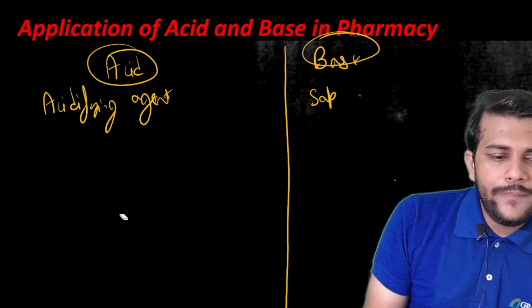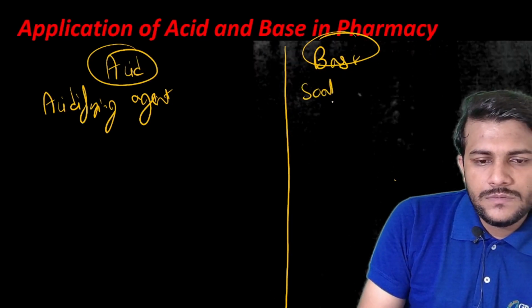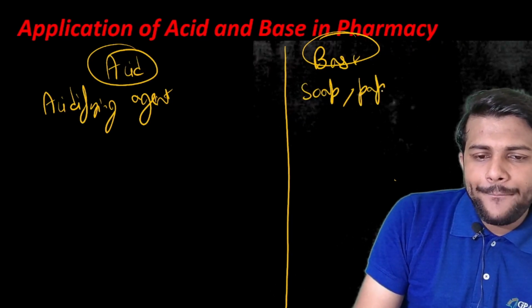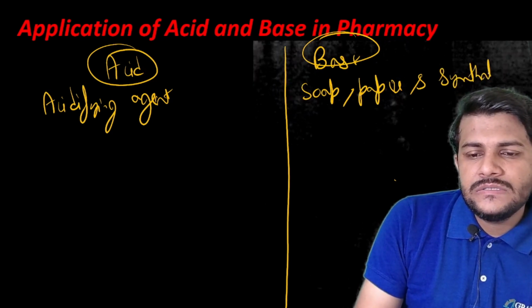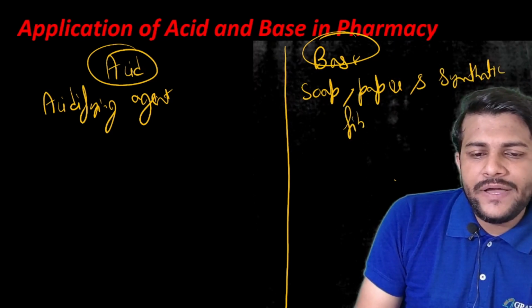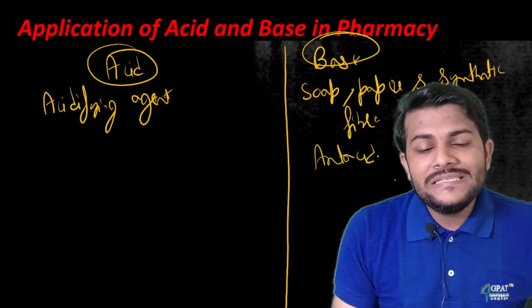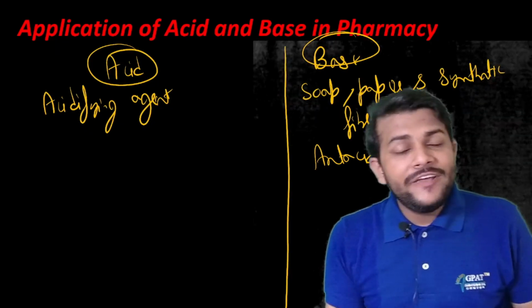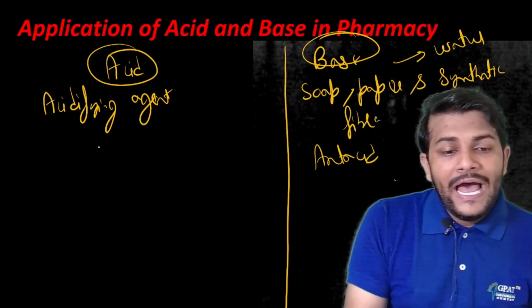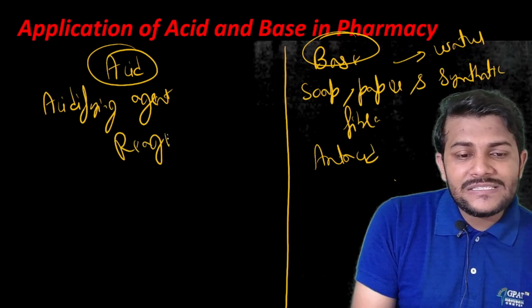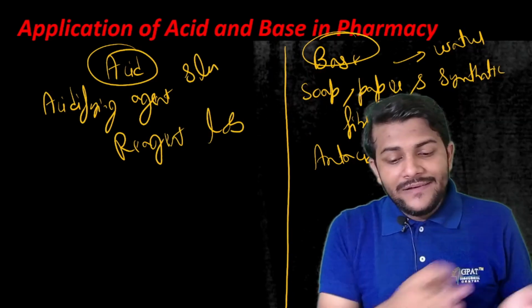Base is used in making of soap, paper, and synthetic fiber. Base acts as an antacid, means it can neutralize the acid. We can use base in water purification. Acid we can use as a reagent in the laboratory, and we can use it as a solvent in industry.